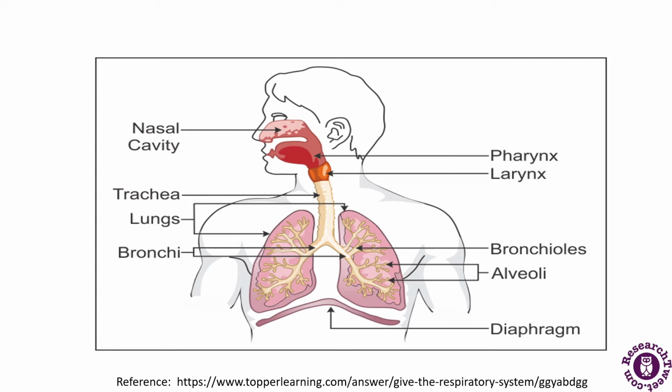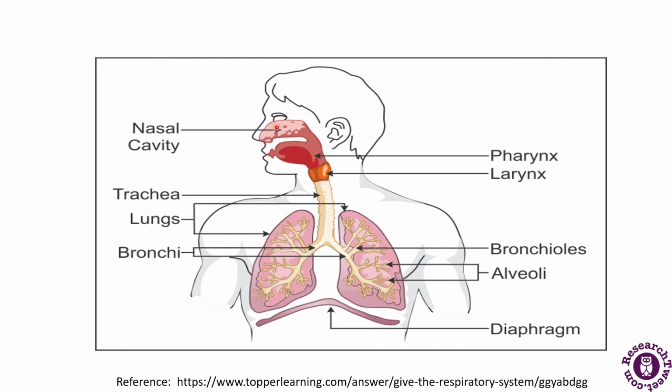Now this is the diagrammatic representation of the human respiratory system. As you can see, this is the nasal cavity, that is the nose. From here we breathe, and then comes the larynx and the pharynx. The larynx and the pharynx are components of the human respiratory system.